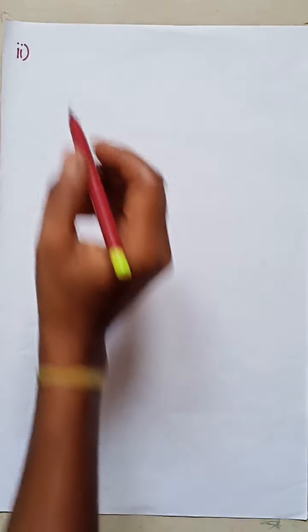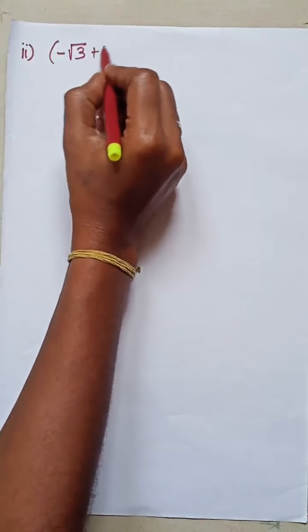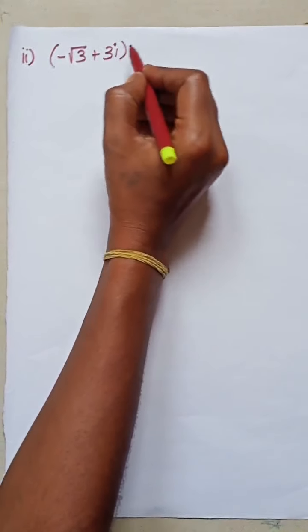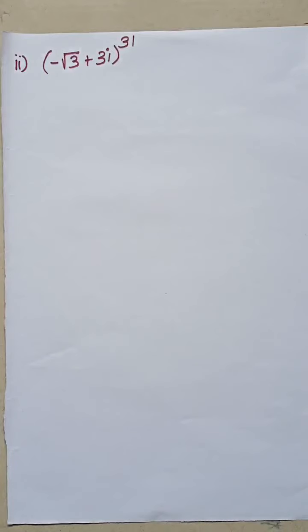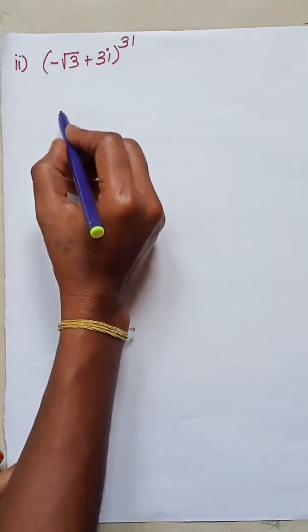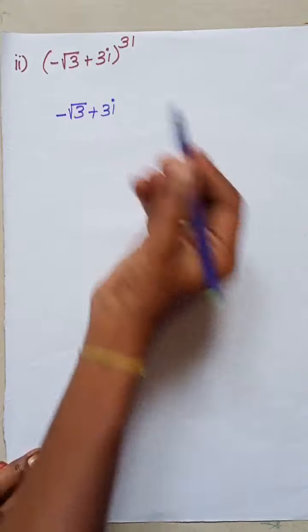The second sum. What is the second sum? Minus root 3 plus 3i the whole power 31. Let us consider within the bracket the value minus root 3 plus 3i.